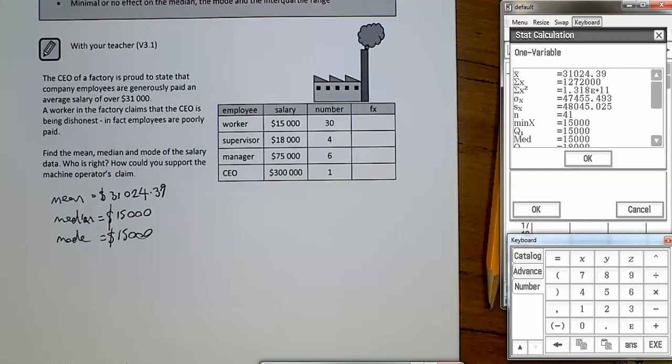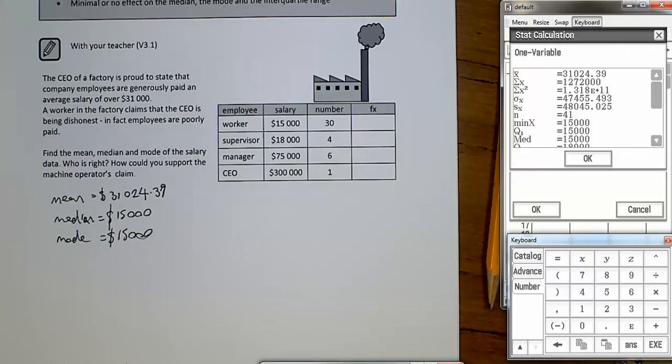In this exercise here, we're looking at how one large, extreme value affects the different statistics which you calculate. You're asked to calculate the mean, median and mode of factory workers' salaries here. And I've gone ahead in advance and done that. You can check out the calculations if you like.